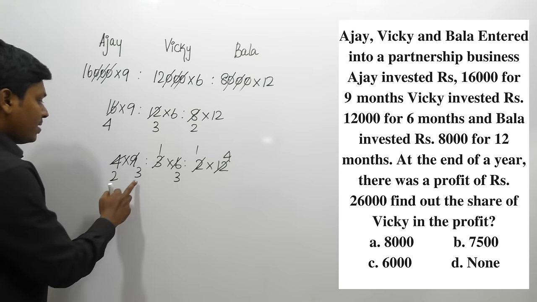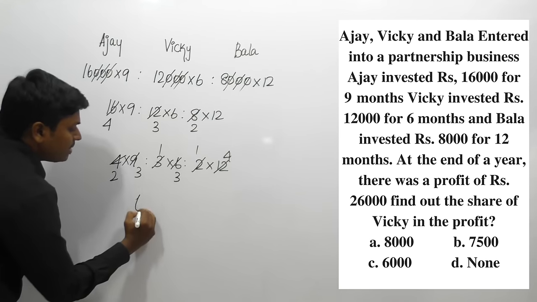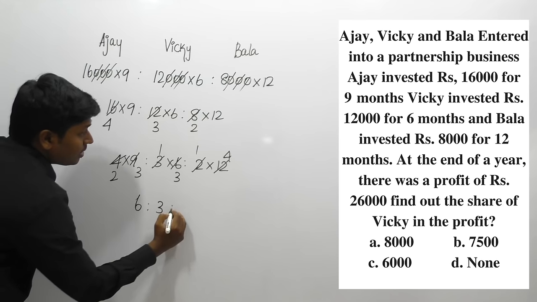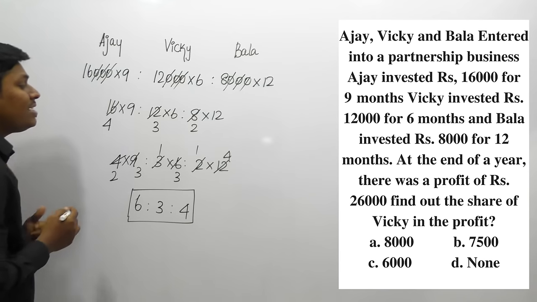So friends, now here it is 3, 3 and here it is 4, right? So 3 into 2 will be 6, and here it is 3 and here it is 4. So finally we got the ratio, that is 6 is to 3 is to 4.